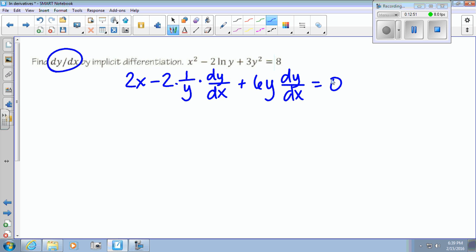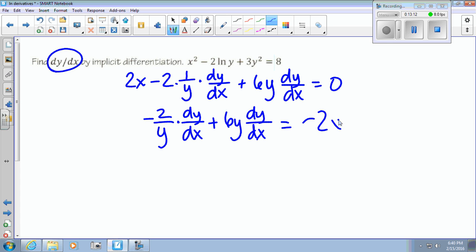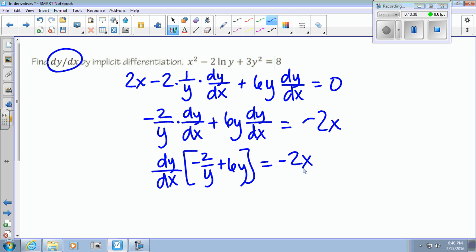Okay, now all the terms that have dy dx we're going to collect together on the left side. We're going to move the 2x to the other side. So I will have a negative 2 over y if I multiply those together times dy dx plus 6y dy dx equals negative 2x. If you'll factor out your dy dx, then you will end up with negative 2 over y plus 6y. And then the last step we have to take is to divide. So we would have dy over dx equals negative 2x divided by negative 2 over y plus 6y.